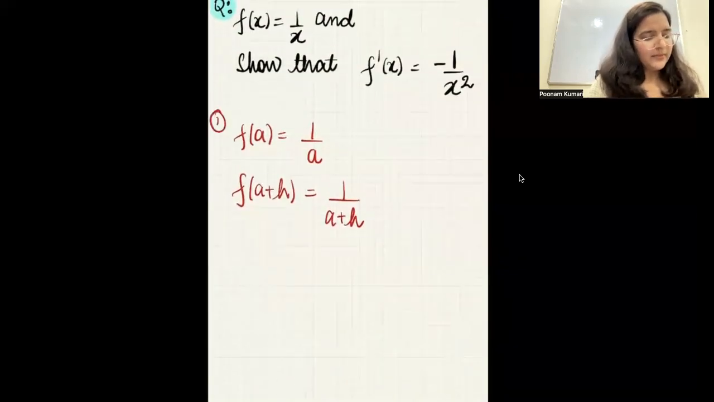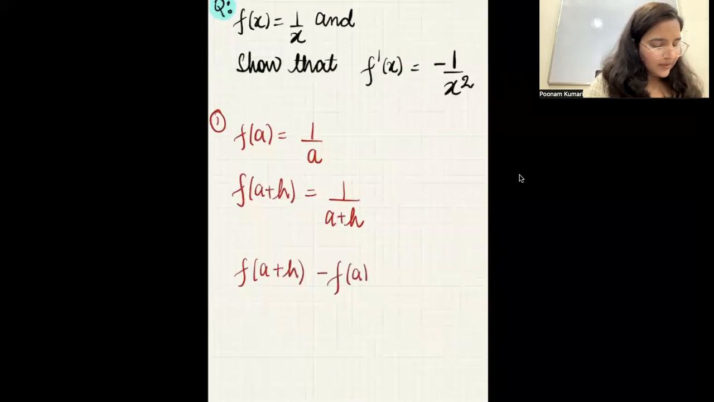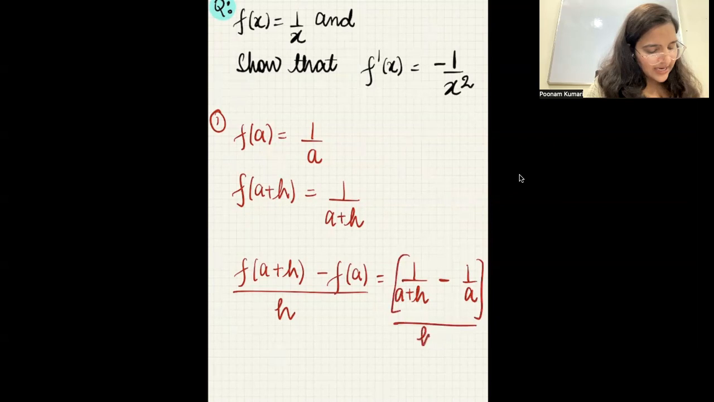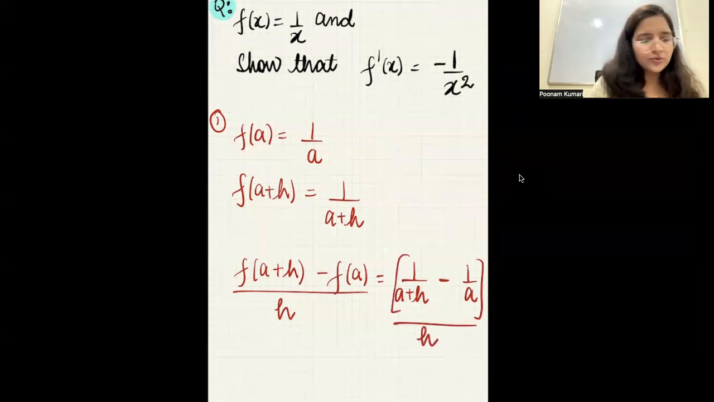So that was my first step. Next step, I have to take the difference and then divide it by h. So what is the difference? And then divided by h. So I'm just combining those two steps together. So what do I have to do? 1 over a plus h minus 1 by a. So this is my numerator. And then I have to divide this entire thing by h, right? That's what I have to do.